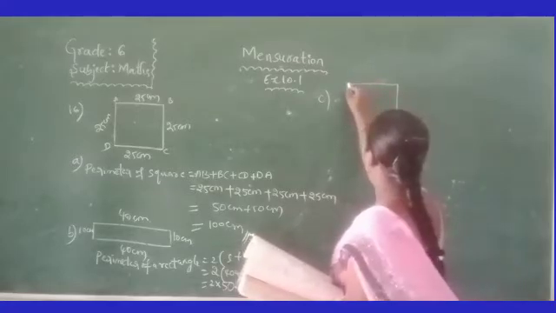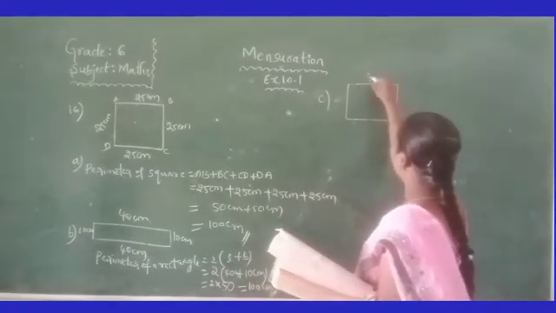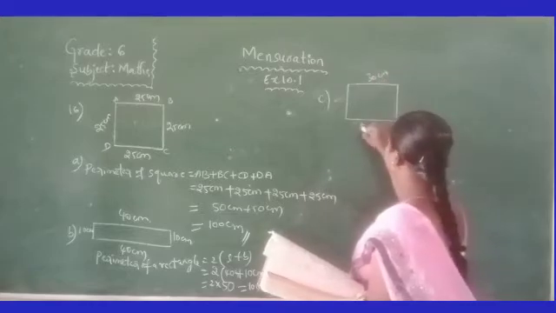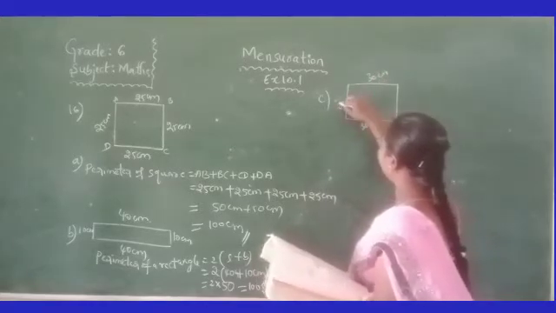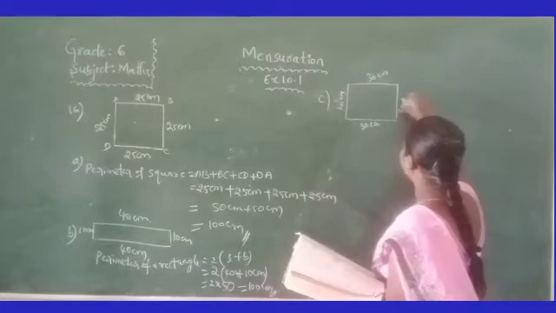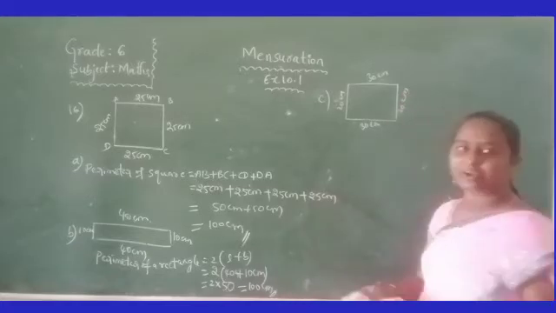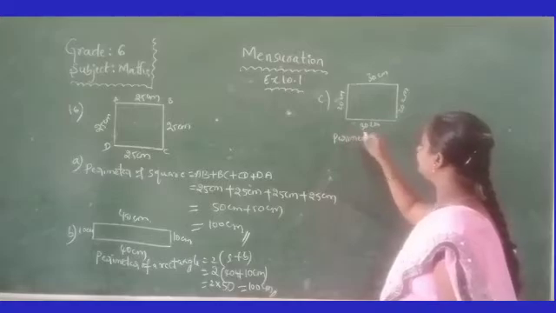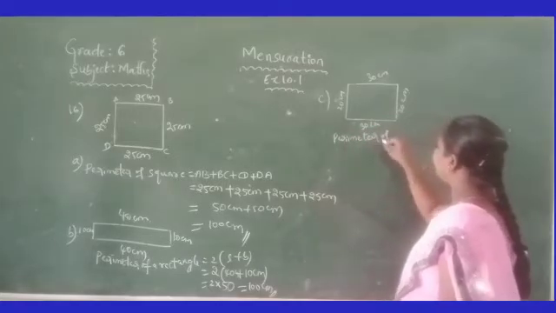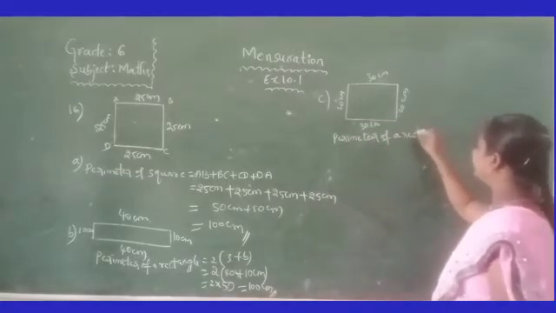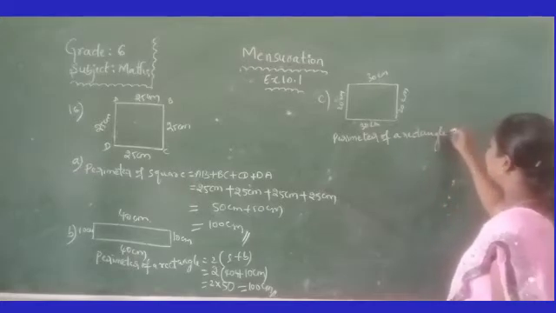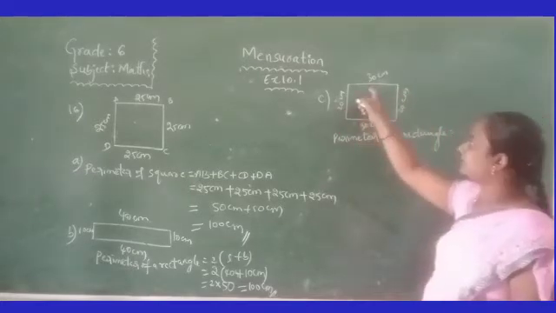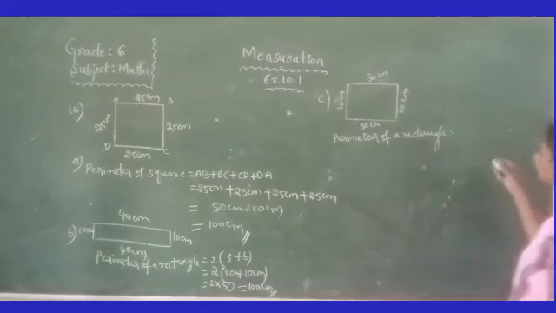Similarly, the third figure is a rectangle having 2 lengths of 30 centimeters and 2 breadths of 20 centimeters. Now here also we have to find the perimeter of a rectangle. The dimensions are different now. 30 and 20, the length and breadth are different.